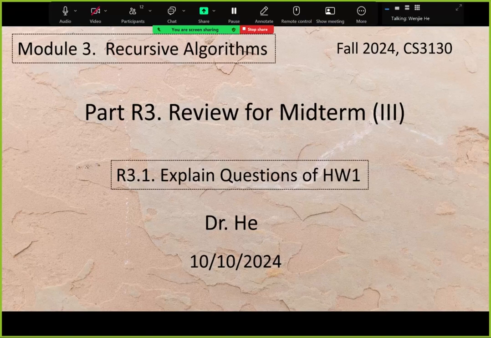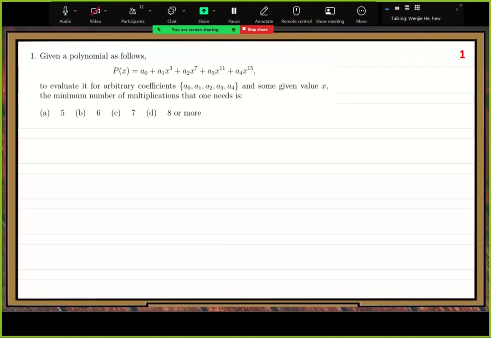So the first question has a lot of problems. The main problem is here. First, you need to use the Horner's rule. Second, the idea of reusing the resource, you need to explore to the extreme, and try to do a very good job to save multiplications. All right, so let me explain that.